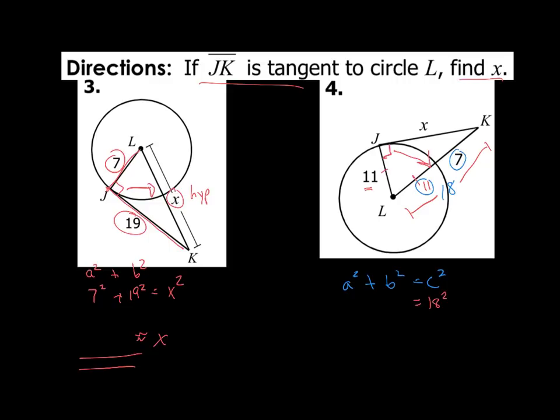So that's 18 squared equals one of the legs squared plus the other leg squared, which is x squared. Now the difference in these two problems is x is the hypotenuse over here, whereas x is just one of the full lengths of the leg on the other side. So solve for x and record your final answer in your notes.